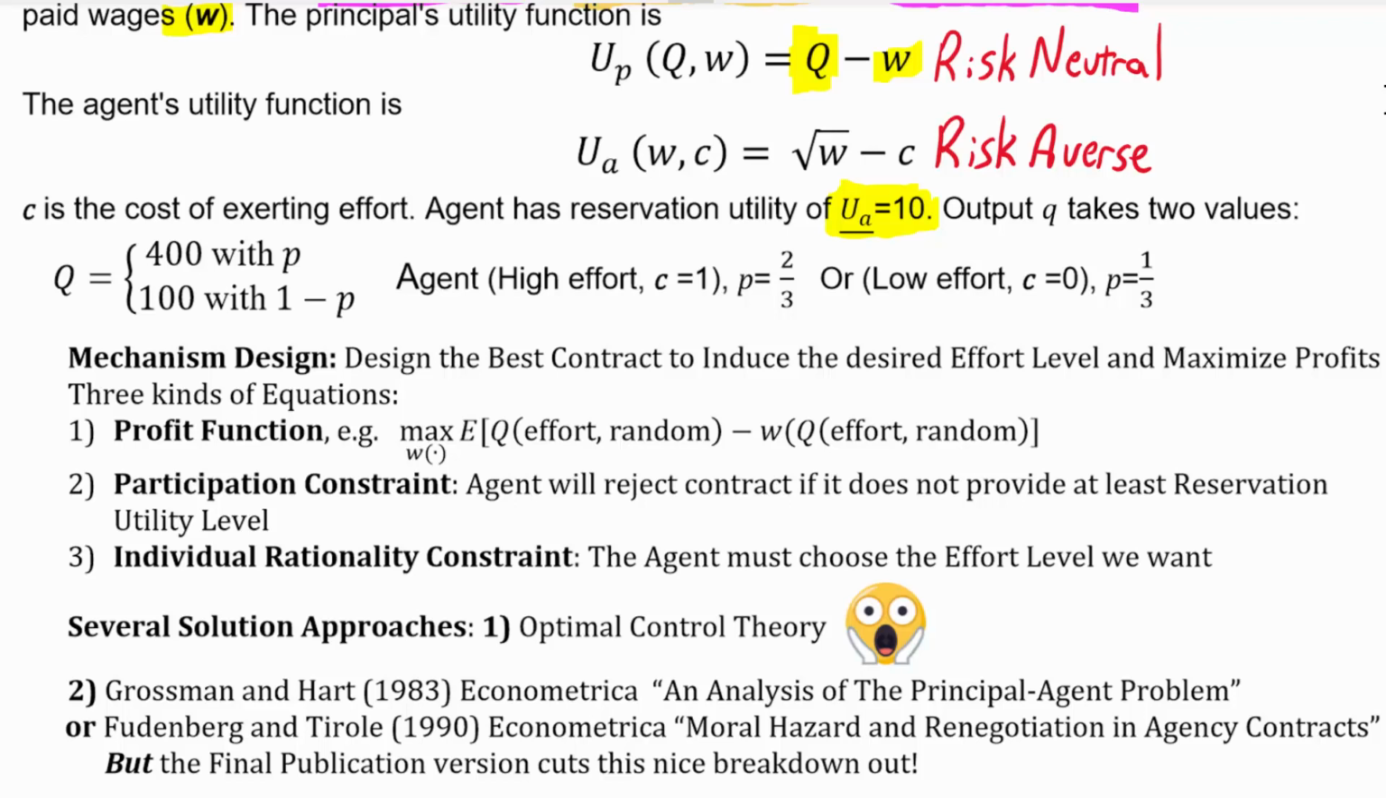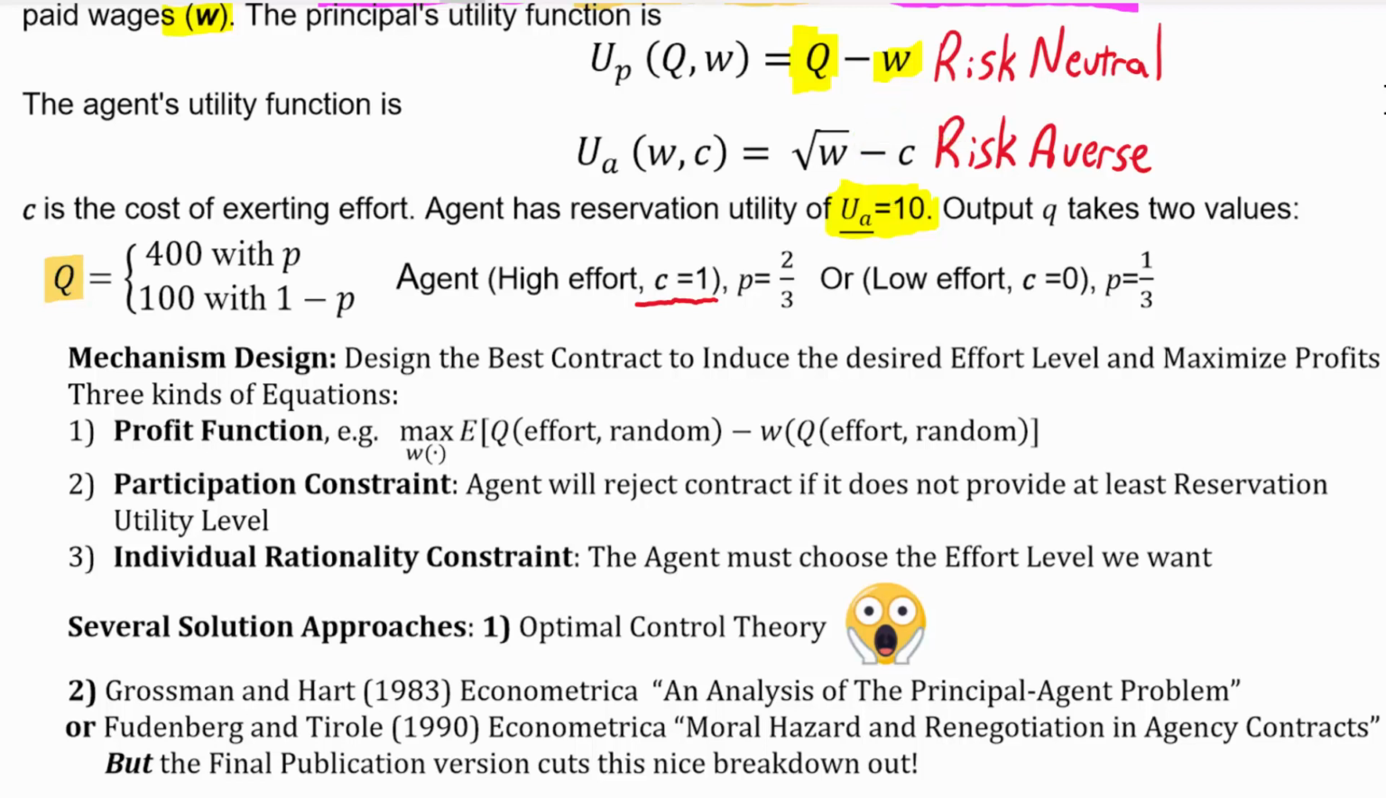The output here is going to take two different values to keep it simple, and those two values are going to be partially random and partially related to the agent's effort. The two values our output can take are 400 with probability p and 100 with probability 1 minus p, assuming that p and 1 minus p add up to 1, or 100% of the probability. Now, if the agent works hard, it's going to cost them 1 from that C in their utility function. It's going to cost them 1 util.